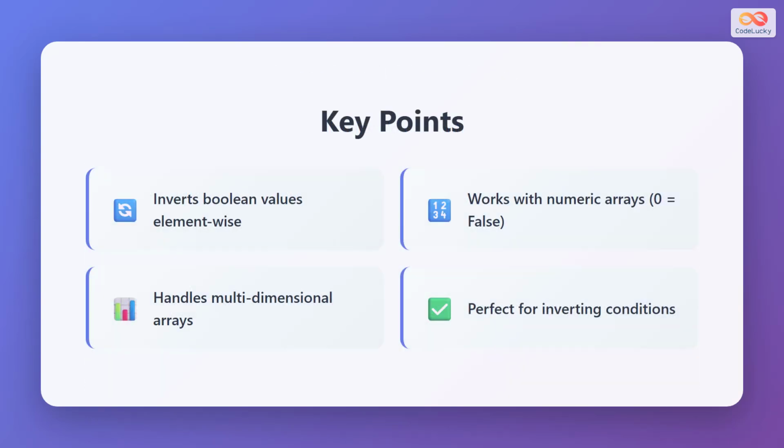Let's recap the key points. Logical_not inverts Boolean values element-wise. It works with numeric arrays, treating 0 as false and non-zero as true. It handles multi-dimensional arrays efficiently, and it's perfect for inverting conditions in your data processing workflows. This makes it an essential tool for data manipulation and analysis in NumPy.